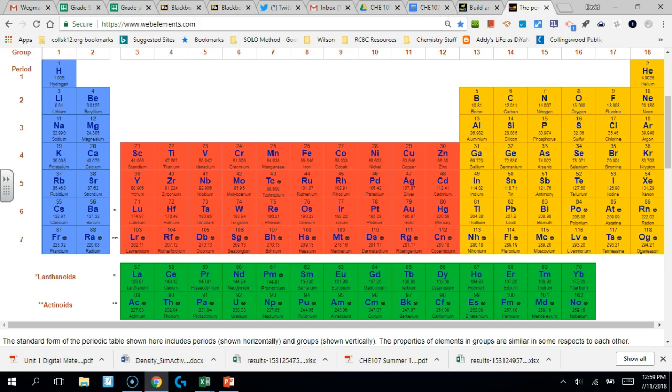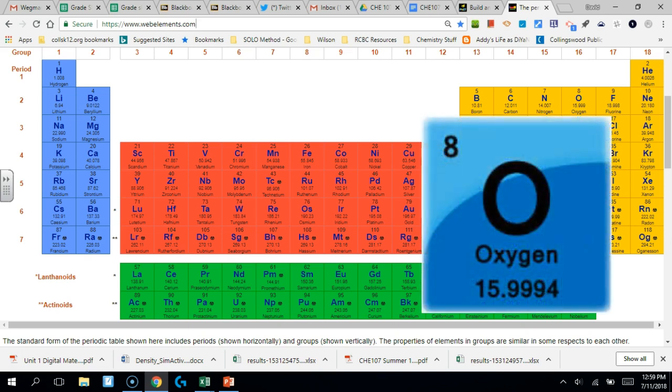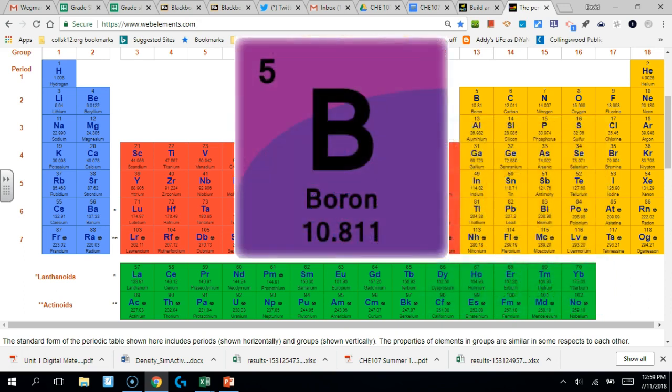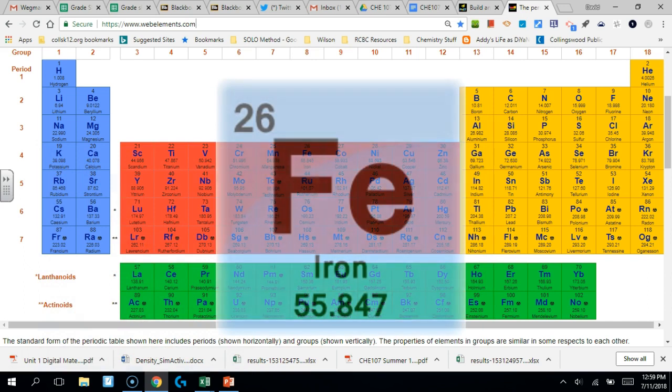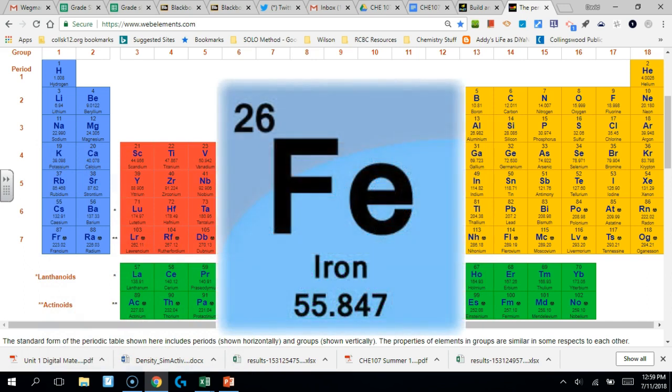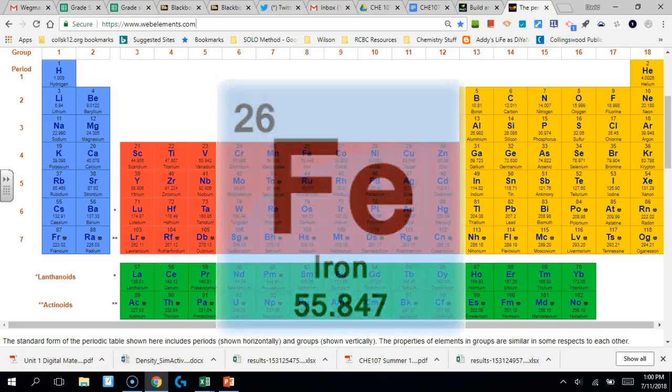But the point is that all the elements have symbols, okay? And each symbol stands for an element. So there's 118 different symbols on the periodic table that all stand for different elements. Many of you know this already, like O stands for oxygen, B, boron, maybe not that one, but Al, aluminum, S, sulfur. Fe, that's kind of the niche one that everybody kind of likes, because Fe stands for iron. Fe gets its symbol from the Latin ferrum, F-E-R-R-U-M, so that's where iron is.